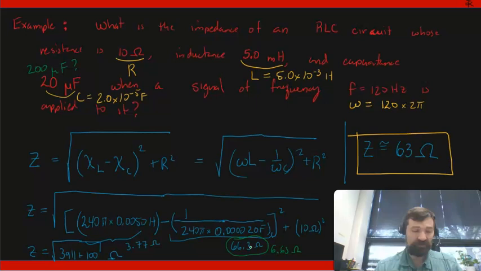So, add your 100 ohms of R squared value and take the square root, and you end up with a value of Z of about 10.4 specifically. So 10.4 ohms becomes your new value. Much lower, in fact, comparable to just the value of R, the resistance.